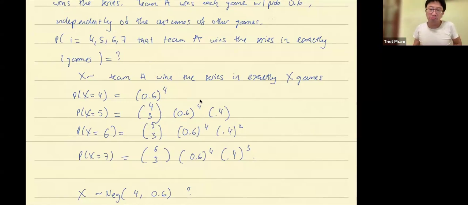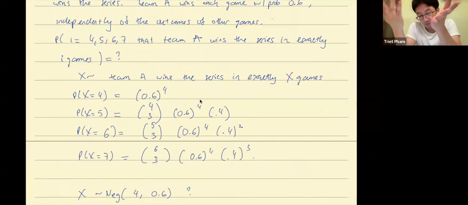Answer? No. Because can X be 8 here? Can X be 9? No, right? First to win 4 games wins. Of course, assume that the game doesn't end in a tie, which is, I guess, the assumption here. You can play at most 7 games. Agreed?